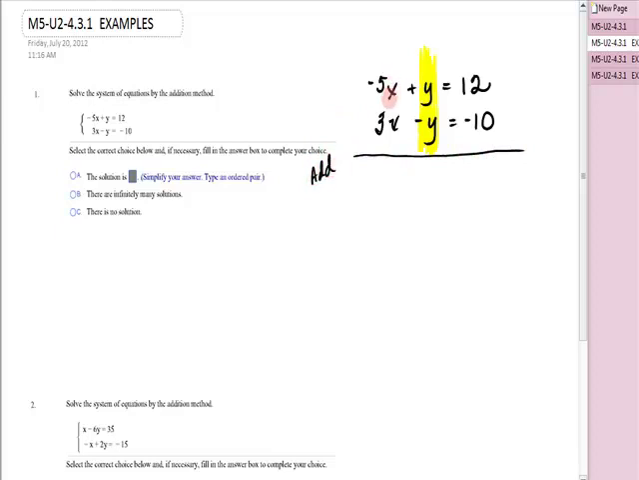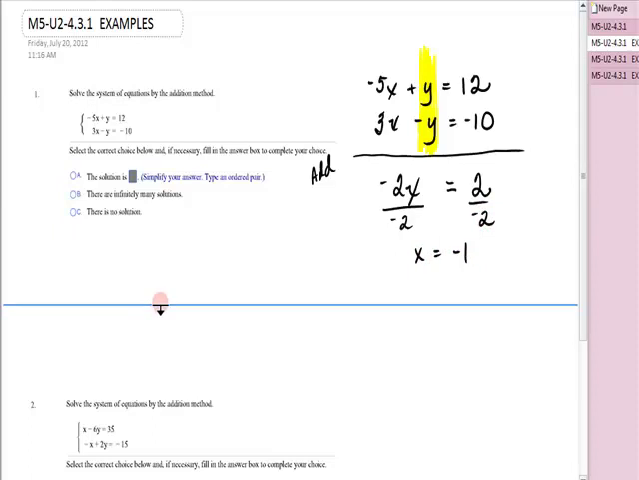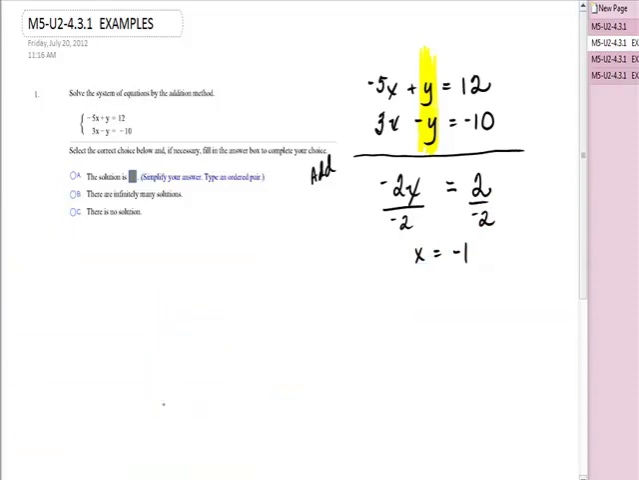And when we do, we have negative 5x plus 3x is negative 2x. The y's cancel out, equal sign, positive 12 and negative 10 is 2. We eliminated the y's from the problem. Divide by negative 2, and we get x is negative 1. Okay, so when a system is ready for elimination or for addition, it is very quick to get the first variable. Now, find y.